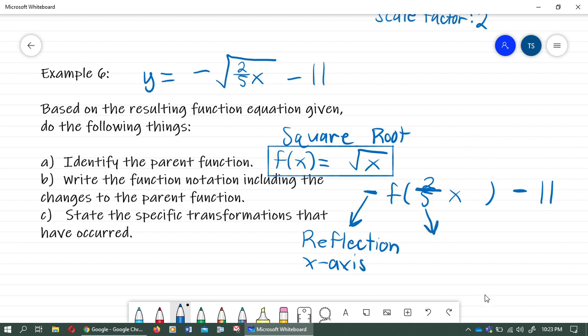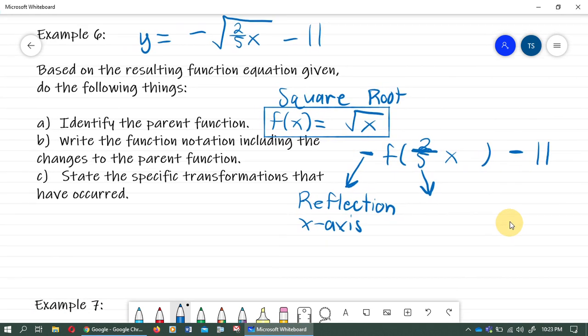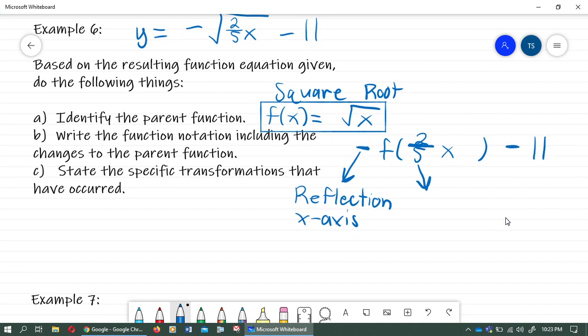Multiplying it times 2/5 on the inside is a horizontal dilation. Specifically, guys, this would be a horizontal stretch, because this number that we're multiplying it by on the inside is smaller than 1. Even though you would expect multiplying by a number smaller than 1 to make it get smaller, because this is a horizontal transformation, it does the opposite of what we would expect. So again, because this number is smaller than 1, this is going to be a horizontal stretch.